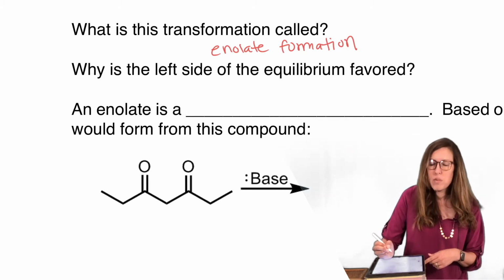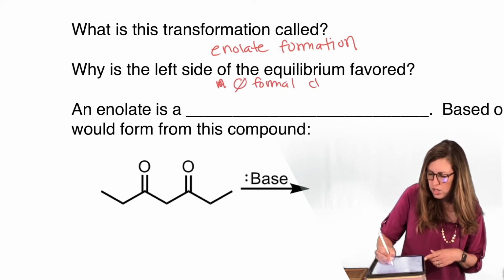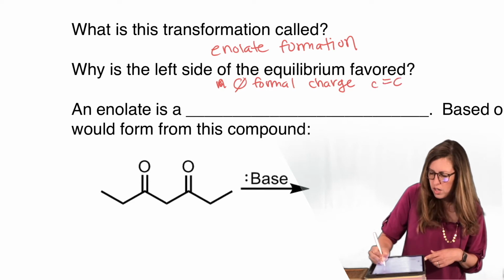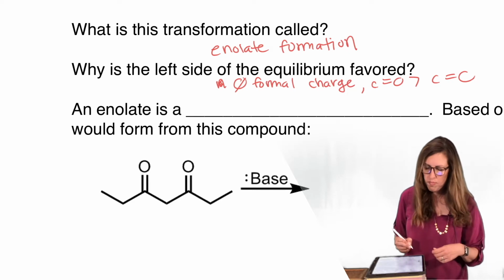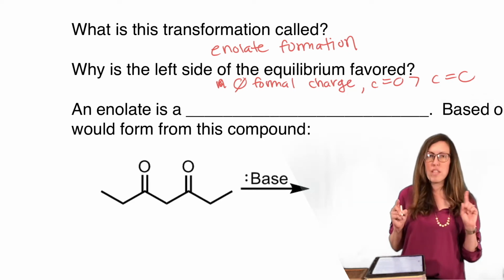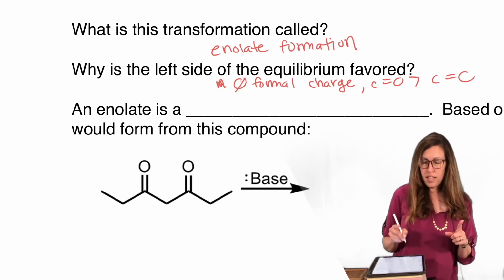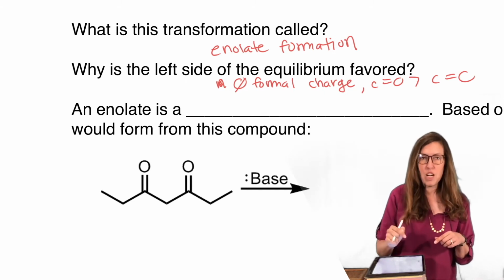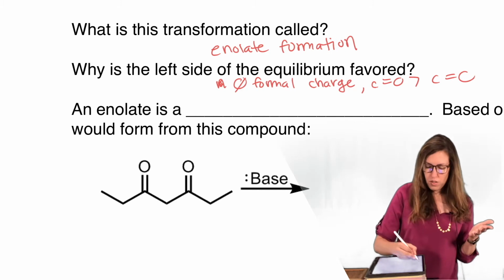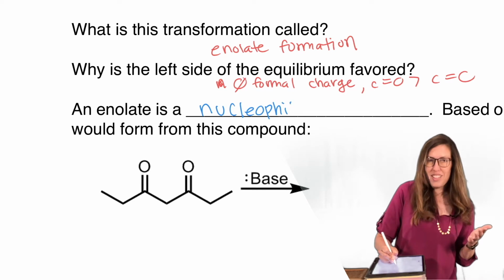Okay, so left side of equilibrium, we had a non-zero formal charge, and once we did it, we have zero formal charge. And C=O is stronger than C-C. Okay, so this was the exciting part. The fact that we can form this enolate unlocks the world of possibilities of carbons attacking other carbons, making a carbon nucleophile. So an enolate is a nucleophile. That's a big deal.